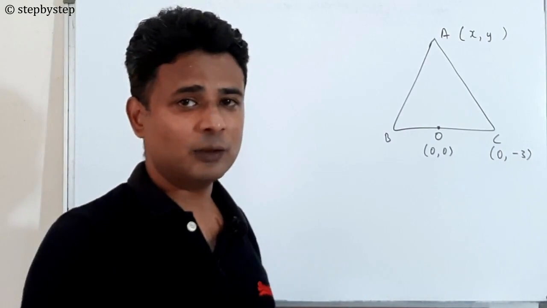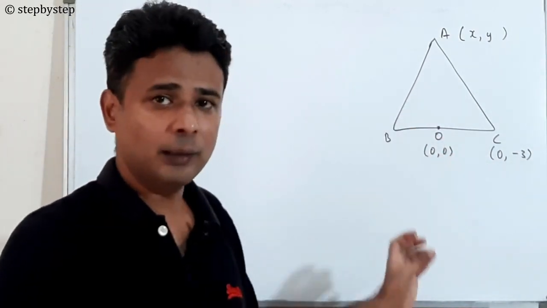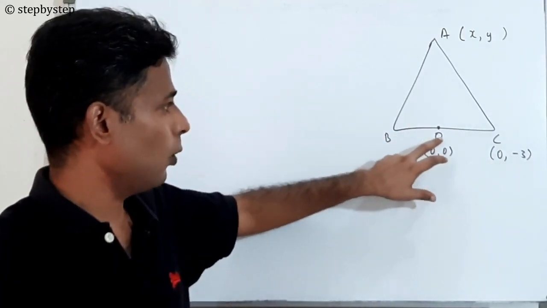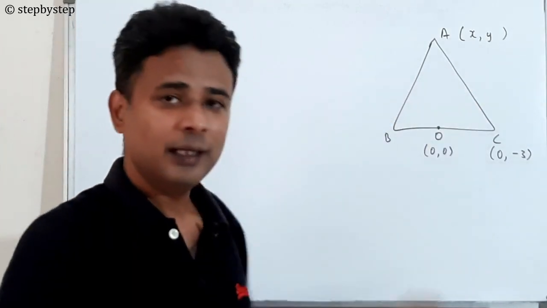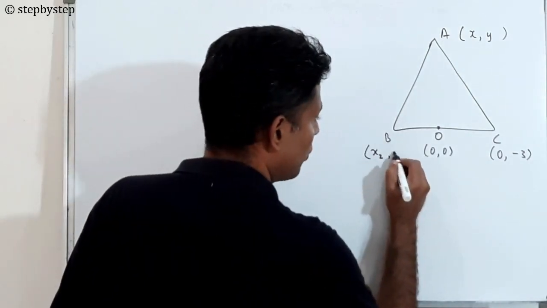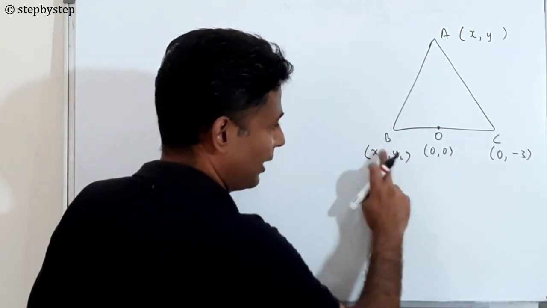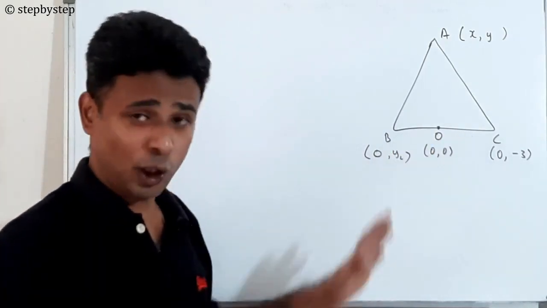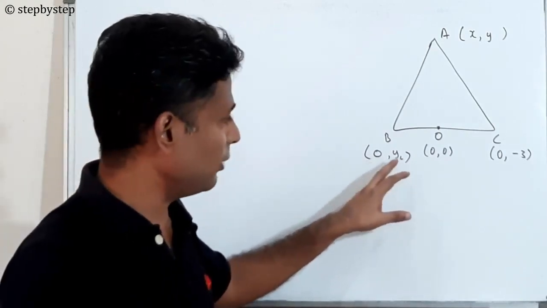Alright guys, now the sixth question in the test. They have told you there is a triangle ABC, the base BC lies on the y-axis, and they have given you the coordinates of C. They have said O is the midpoint of BC, which is the origin, and they have asked us to find the coordinates of B and A. Now let's take the coordinates of B as (x2, y2). Generally, since BC lies on the y-axis, the x coordinate is 0. We just have to find y2.